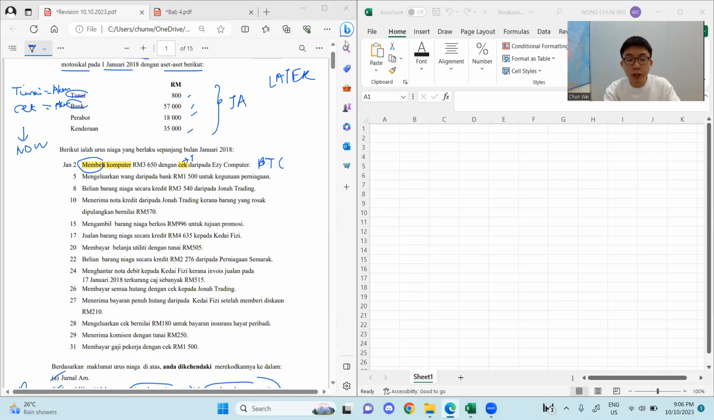That's why the same goes here. When you beli computer, your money has to go out. If your money goes out, out means credit. So I put a K here on your credit side.